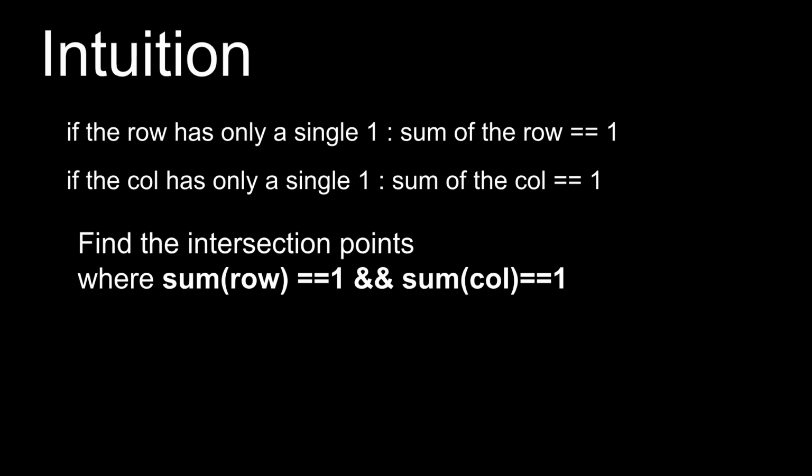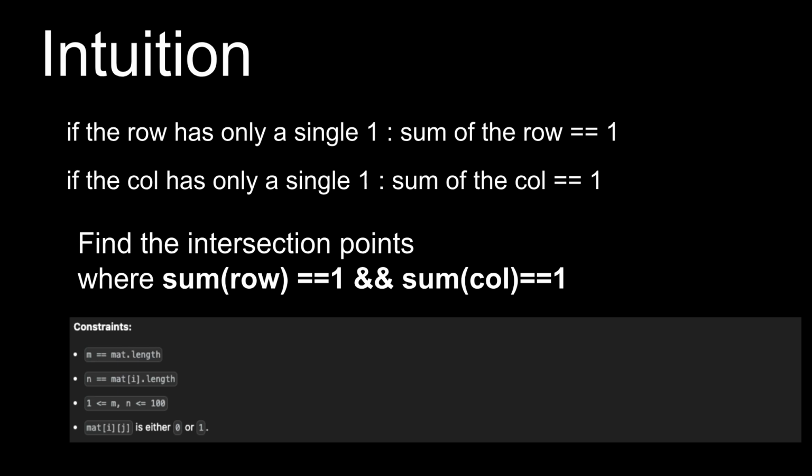So let's look into the constraints as well. If you see, the number of rows can be 100 and the number of columns can also be 100. So obviously we can store the summation of the rows and columns in an array, and this is not going to give us an out of memory error. So let's deep dive into the code.